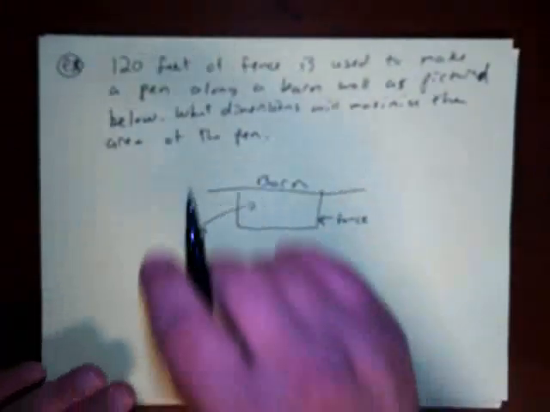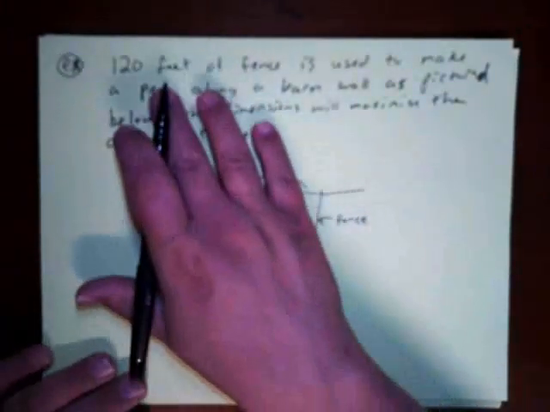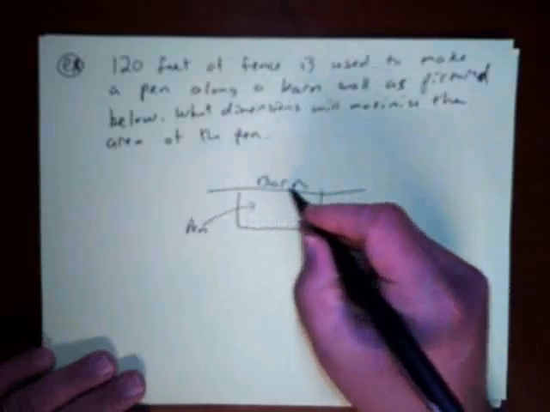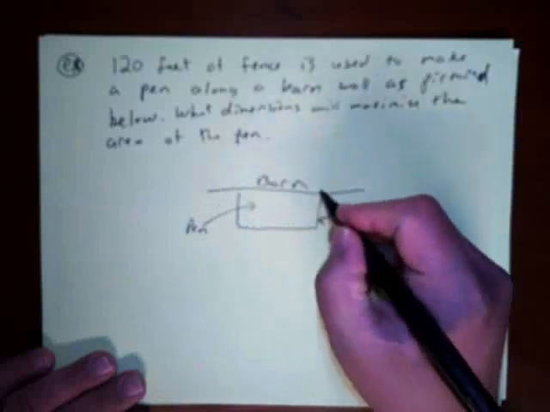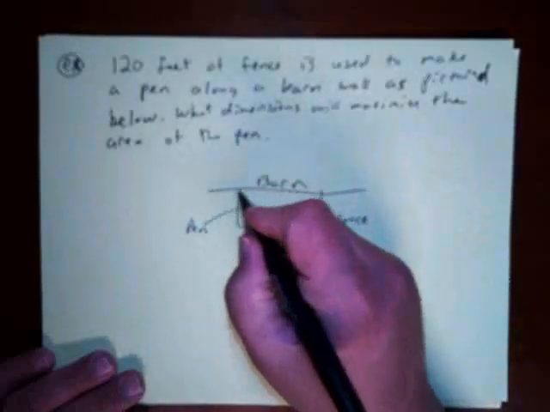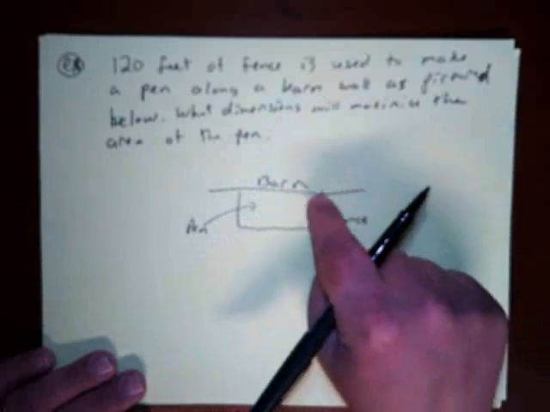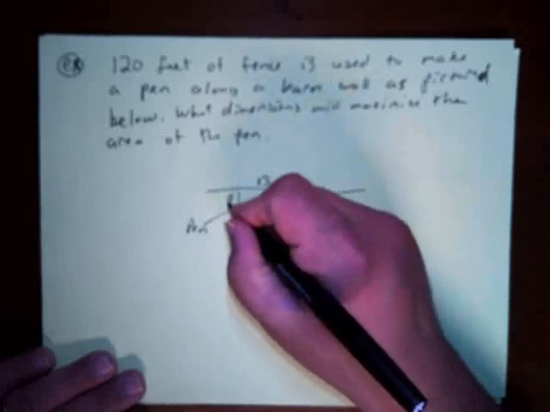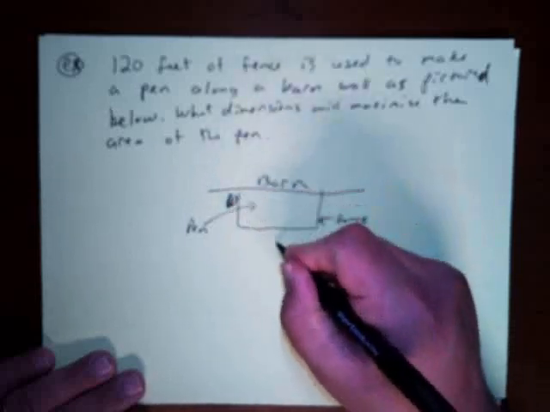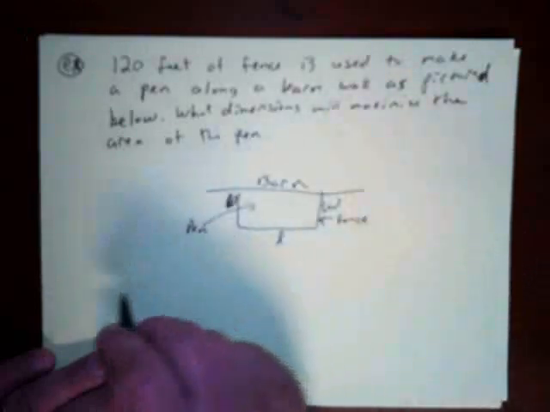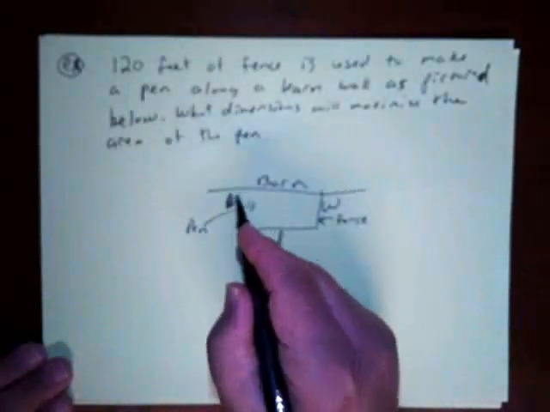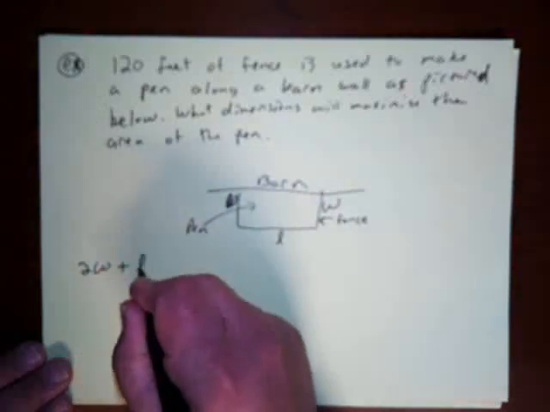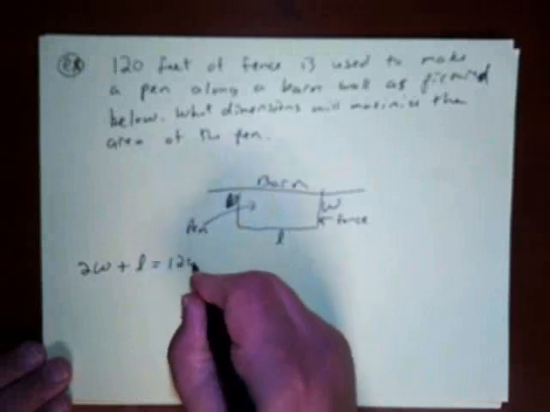And so this situation is we're going to build a fence here, and I have 120 feet of fence, and I'm going to use it here by building a pen, a kennel or a pen up against the barn. So the barn wall forms one side, and so really the fence just needs to give me these three sides, W, W, L, and W, right? And so this constraint of 120 feet of fence here, 2W plus L has to equal 120 feet.